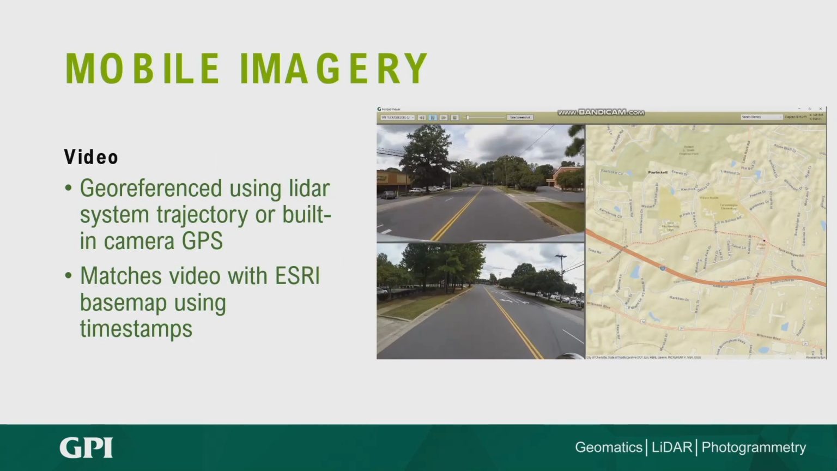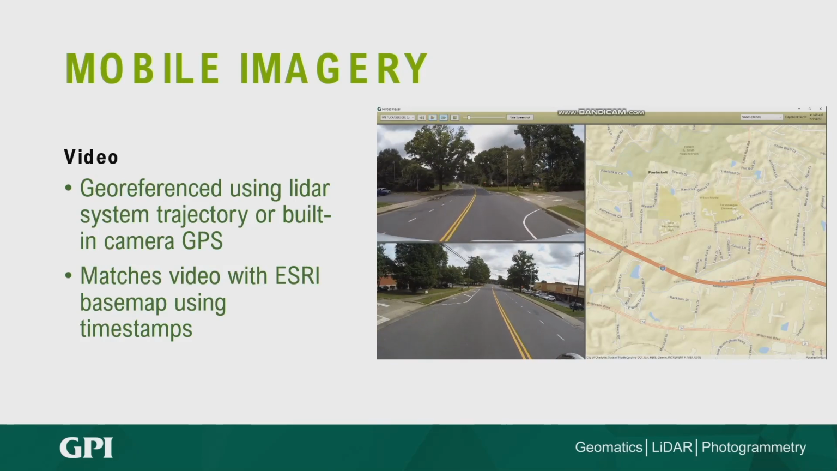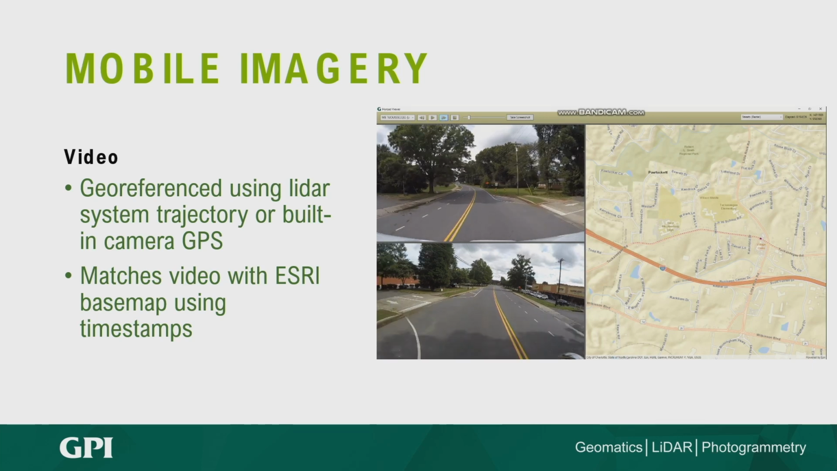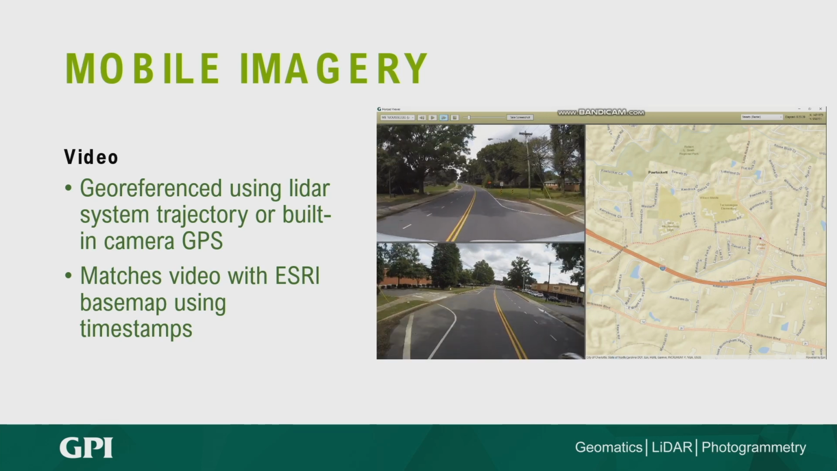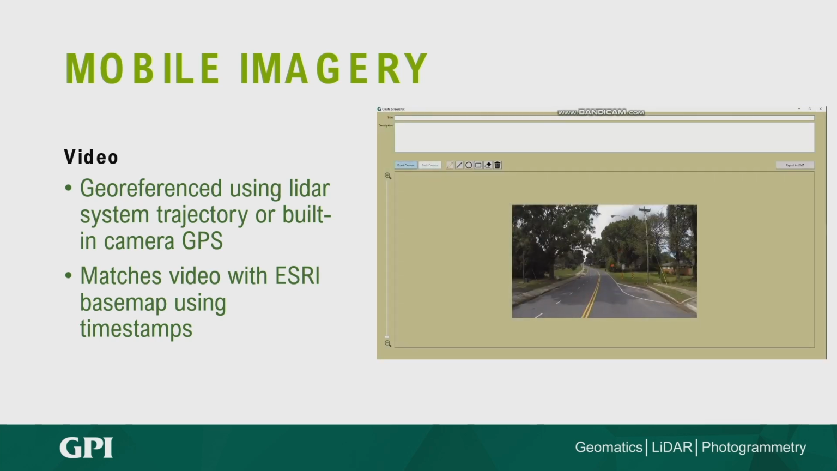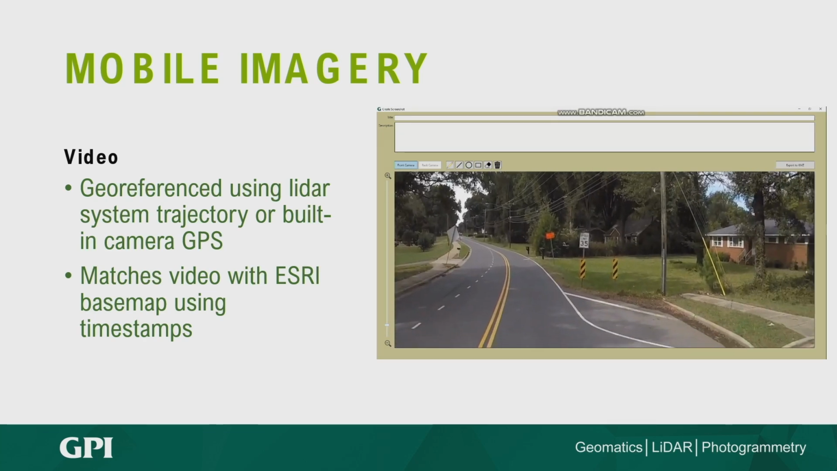So another option for mobile collection is video. This is just a little example of how video can be used for collecting assets along the roadway. So this tool here is showing the video being collected, along with the GPS coordinates. So we can actually use this video, since we know where this video was captured, to find out rough coordinates of this asset.